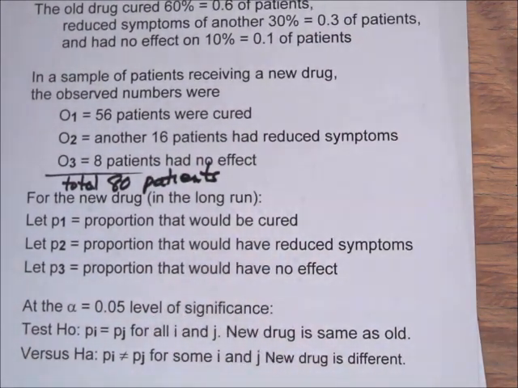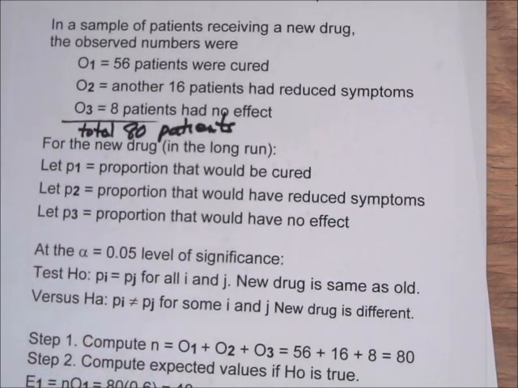Okay, so for the new drug in the long run, P1 is the unknown proportion that would be cured in the long run. P2 would be the proportion that would have reduced symptoms. P3 the proportion that would have no effect. And again, this is related to the binomial. This is the multinomial, but bi means two, that means two possible outcomes. Either you're for Biden or you're against Biden, or you're in favor of the death penalty or against the death penalty. But this is for three proportions.